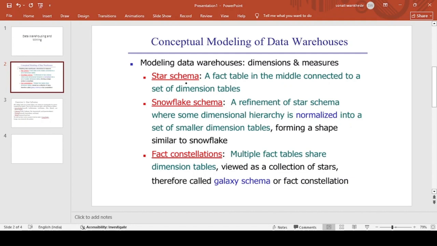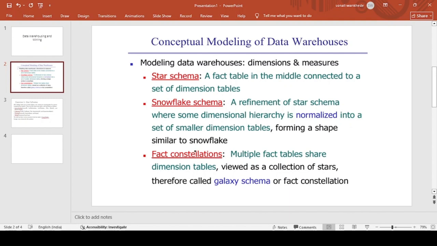Snowflake schemas are similar to star schemas, but the only difference is that they include normalization of the dimension hierarchy. In a star schema, a fact table in the middle is connected to a set of dimension tables. A snowflake schema is a refinement of the star schema, where some dimensional hierarchy is normalized into a set of smaller dimension tables, forming a shape similar to a snowflake. That's why it is called a snowflake schema.